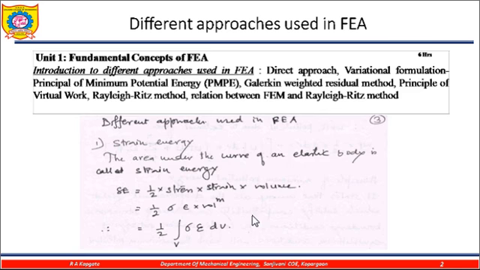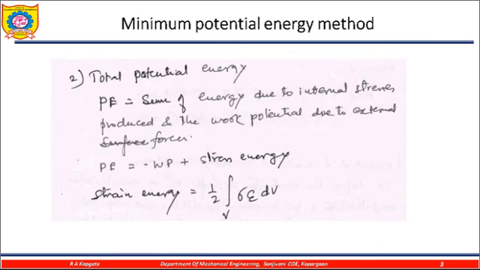So once I understand the strain energy, then I move to the next one, that is the total potential energy. Now the strain energy is stored in a material. It is the material property. So now the total potential energy is the sum of the energy due to the internal stresses produced and the work potential due to the external forces applied to it.